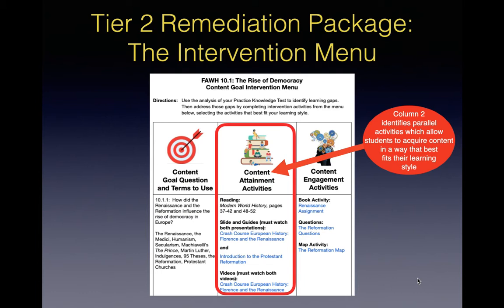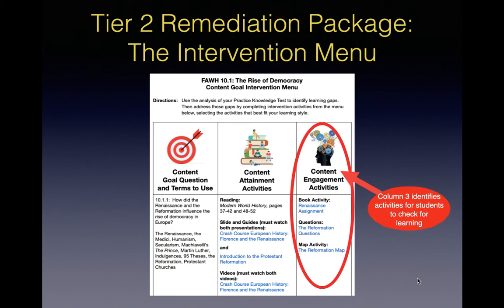The middle column, column 2, gives a list of content attainment activities. These are all parallel activities. They will all give the same information, but they give them in a variety of forms because some students learn well by reading. There is reading out of the textbook. Some students learn well by listening, and so there are recorded lectures that are slide guides. And then some students learn well by watching, and so there are videos to watch that will give them the content on that particular content goal.